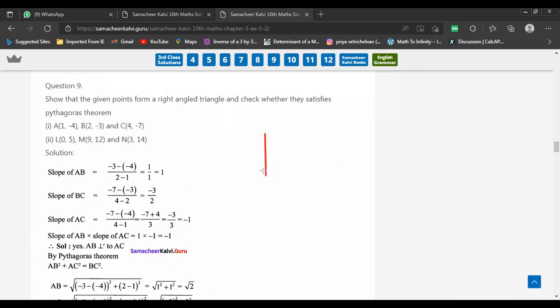So how will you draw a right angle triangle? AB and AC are perpendicular to each other, isn't it? So it could be AB and AC, maybe like this. Line AB and line AC are perpendicular to each other. You're able to form a right angle triangle.